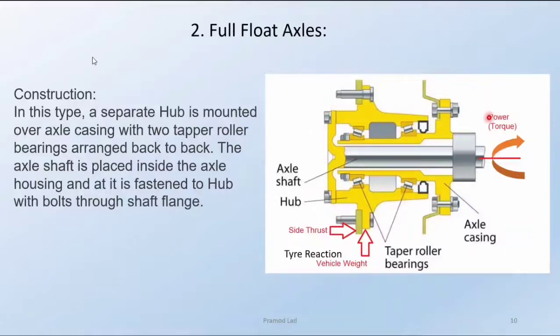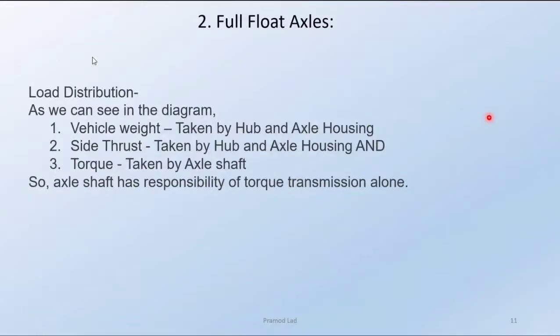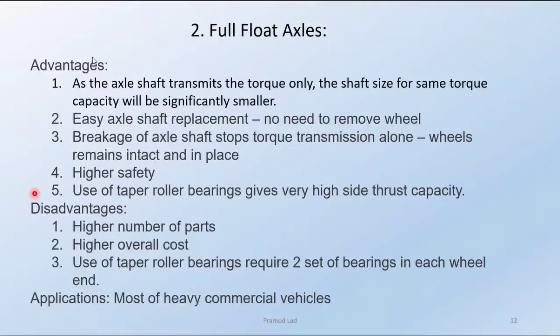As you can see from this construction, we'll see it in detail here. So how does the load distribution take place? As we can see in the diagram on the previous slide, vehicle weight is taken by the hub and axle housing. Side thrust is taken by the hub and the axle housing, and torque is taken by the axle shaft. So the axle shaft has the responsibility of torque transmission alone.